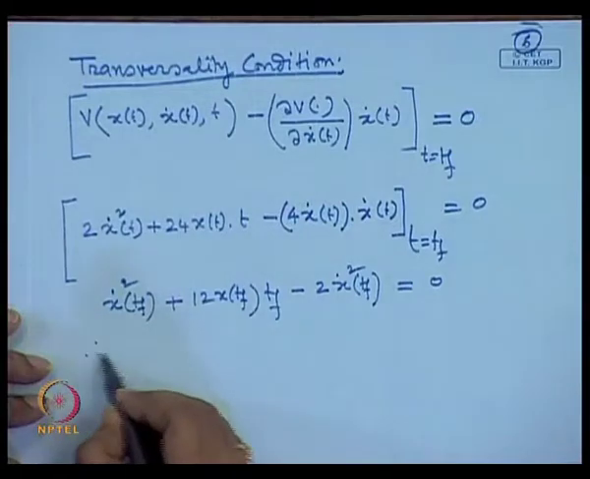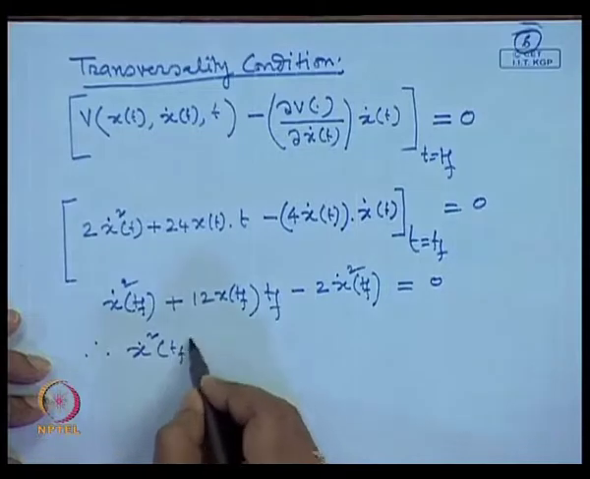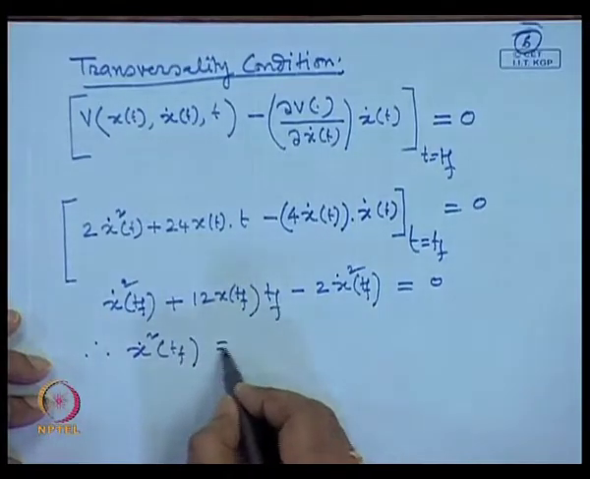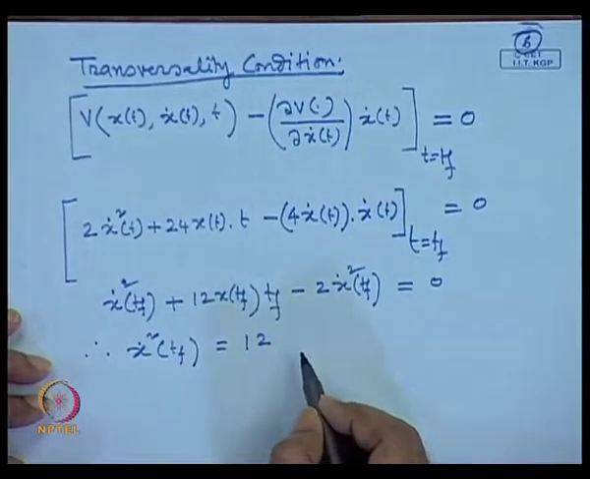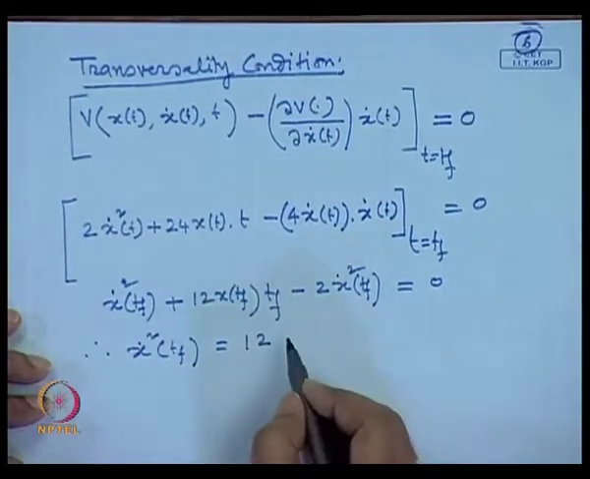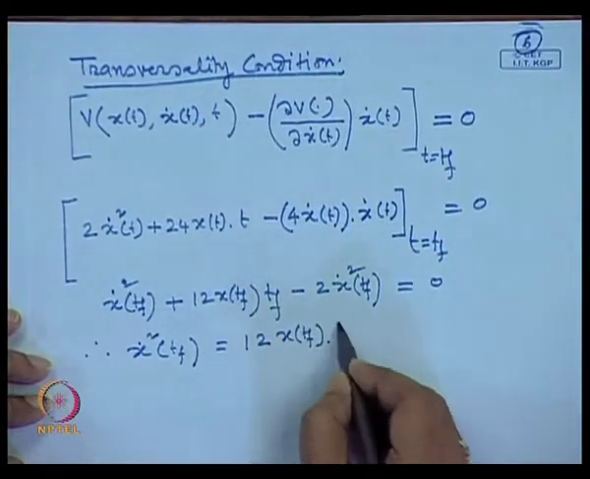So finally, therefore, x dot square of T f is equal to 12 x of T f into T f.